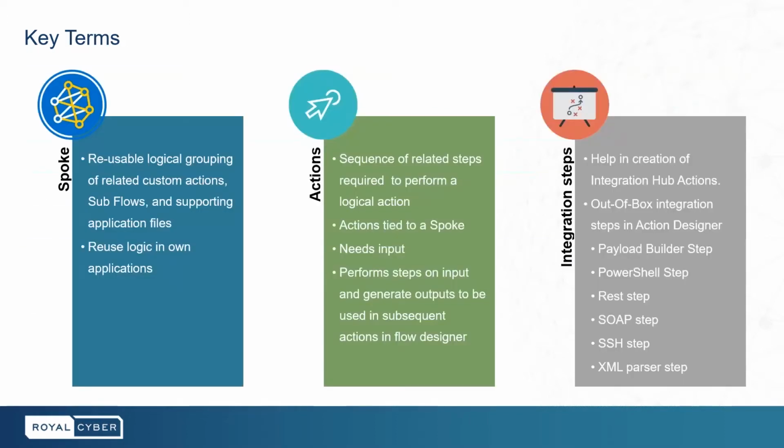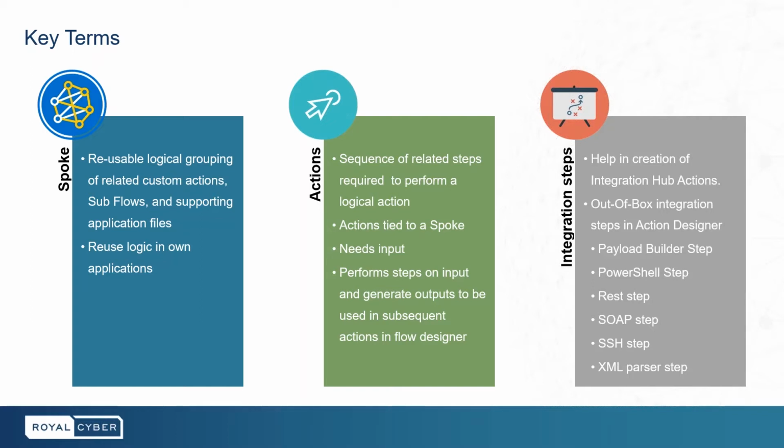Next, what are the key terms in Integration Hub? The first one is spoke. Any integration functionality that is available in ServiceNow Integration Hub is contained under a spoke. It is the parent of all the actions, subflows, and other files. So if we are creating an integration of ServiceNow with Jira, then all the activities will be contained under the Jira spoke. Whatever we develop related to Jira integration will be contained under the Jira scope, or we can give some other name as well. So that is called a spoke.